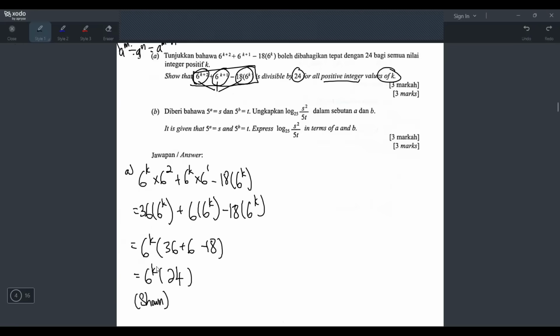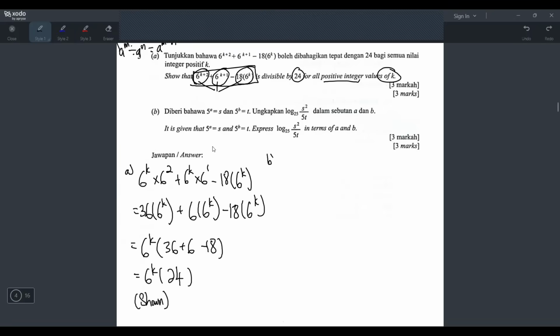Because if this answer has 24, it means when you divide by 24, it's divisible, because you can cut the 24, right? So what if they say divisible by 59? Then just make sure your final answer has 59 there. Because if you have 59, it means you can divide by 59. That's what it means. So, understand?